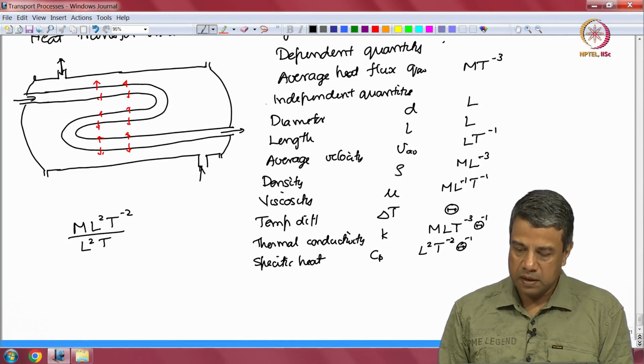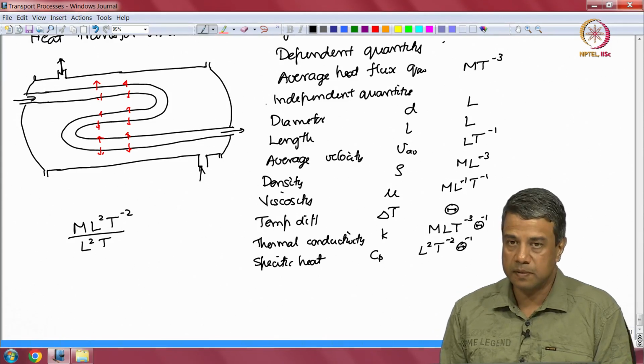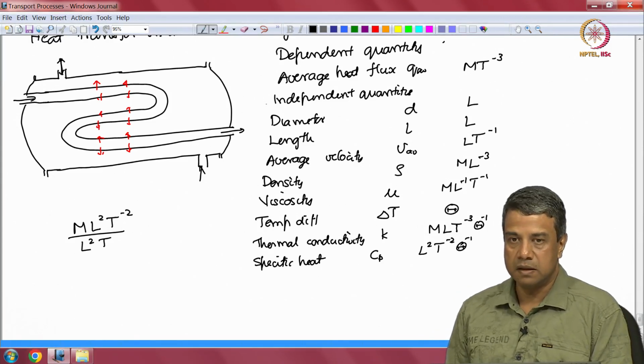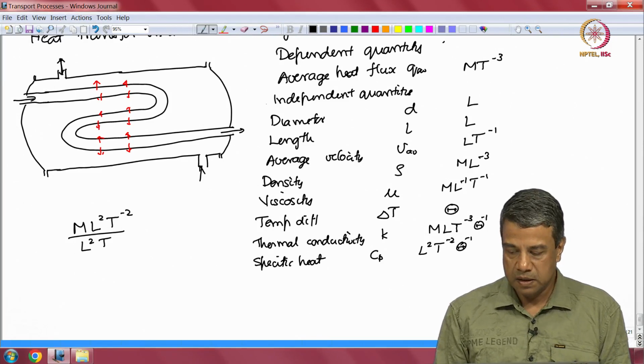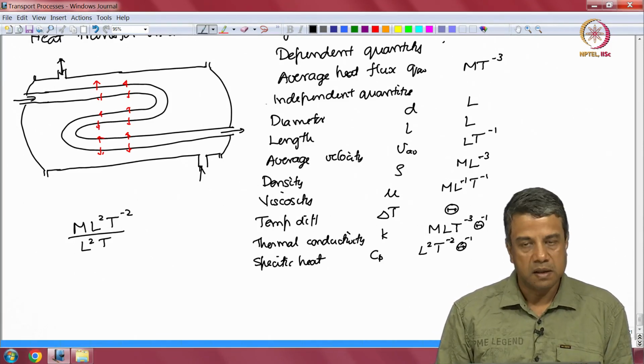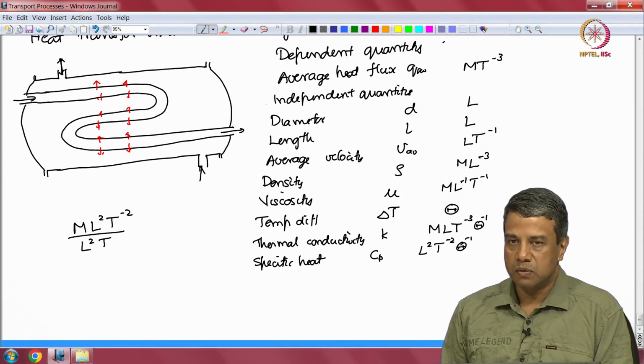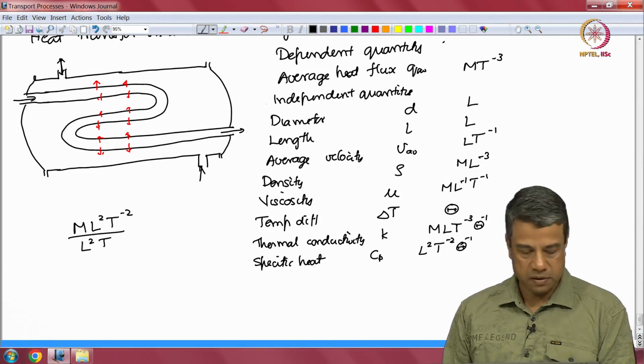So, now we have one dependent quantity and 1, 2, 3, 4, 5, 6, 7, 8 independent quantities, a total of 9 quantities. 4 dimensions: mass, length, time and temperature. Therefore, there are 5 dimensionless groups, one of which is independent and the other 4 are dependent dimensionless groups.